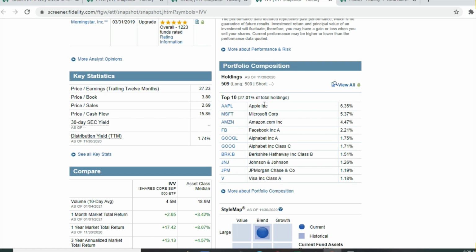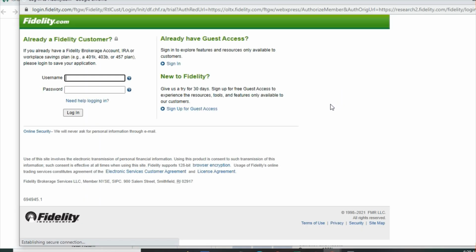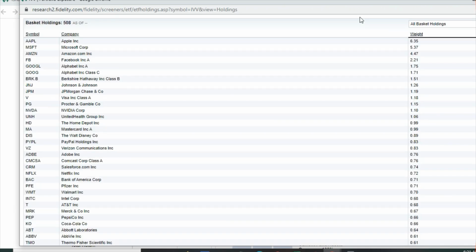Right here, Apple at 6% versus in the Composite index, it was over 10%. Then we've got Microsoft at 5%, Amazon at 4%, Facebook, Alphabet, both Class A and Class C. If you click on the View All Holdings, you can see an entire list of... Oh, just kidding. You actually have to be a Fidelity customer here. But you know what? I want to go ahead and give you that. So hold on one moment. All right, that's much better here.